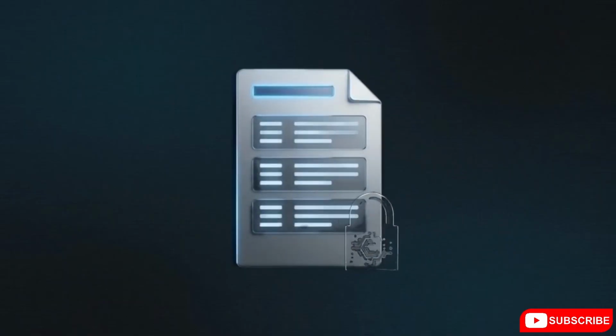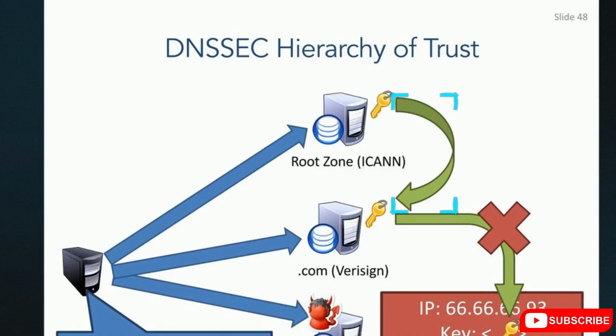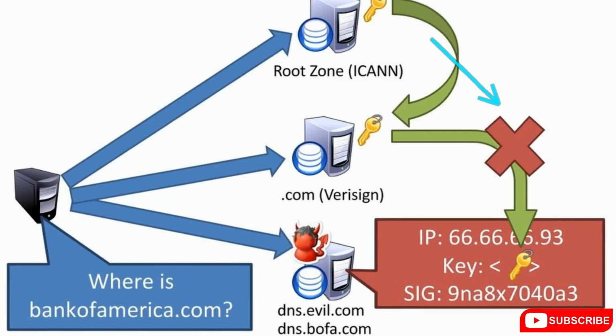It adds digital signatures to DNS records, allowing a resolver to mathematically verify that an answer is authentic. In this trust hierarchy, each zone is cryptographically linked. An authoritative server signs the record with a private key, creating a digital signature, locking out the evil server. The resolver uses a public key to decrypt and match hash values, proving data authentic and intact.